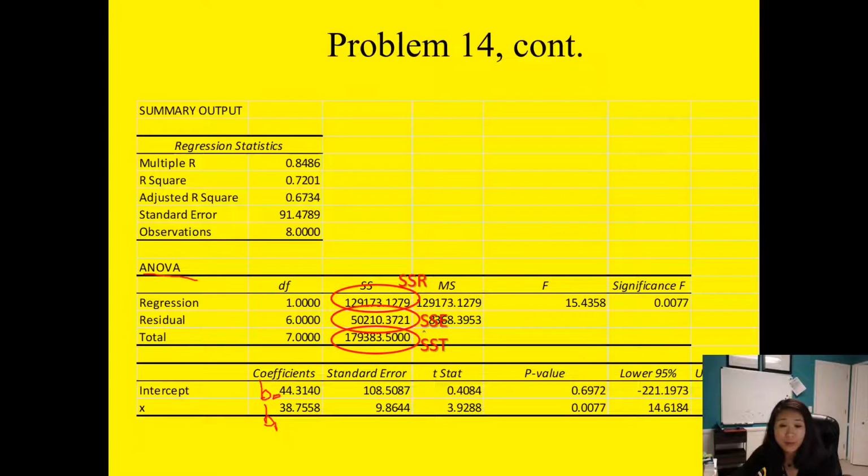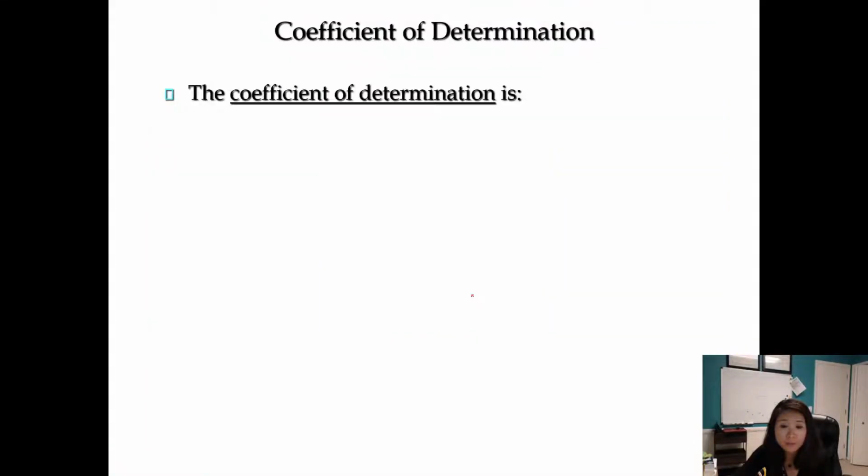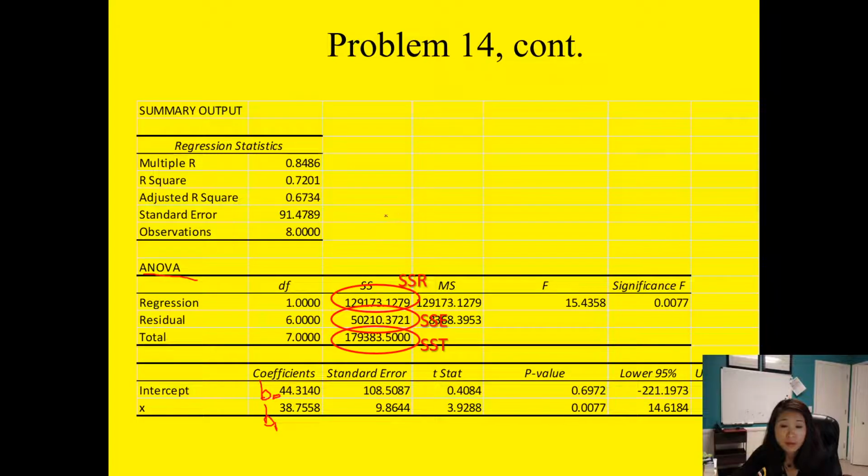After we learn where to find SSR, SSE, and SST, now we're going to look at where to find R square. The R square is in the first table, so make sure you mark it on your handout. In the first table, called regression statistics, you will notice there is one value called R square. It's in the second row. Here you get 0.7201. That is the R square you will use to measure the goodness of fit of the model.